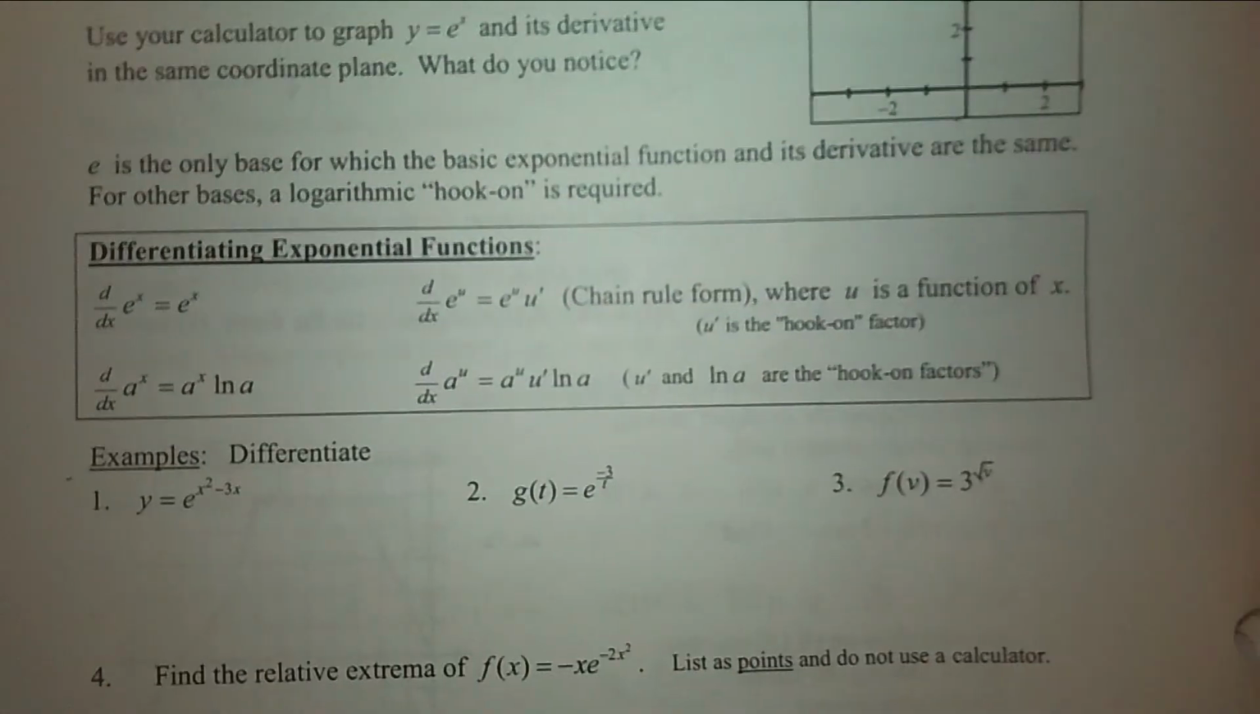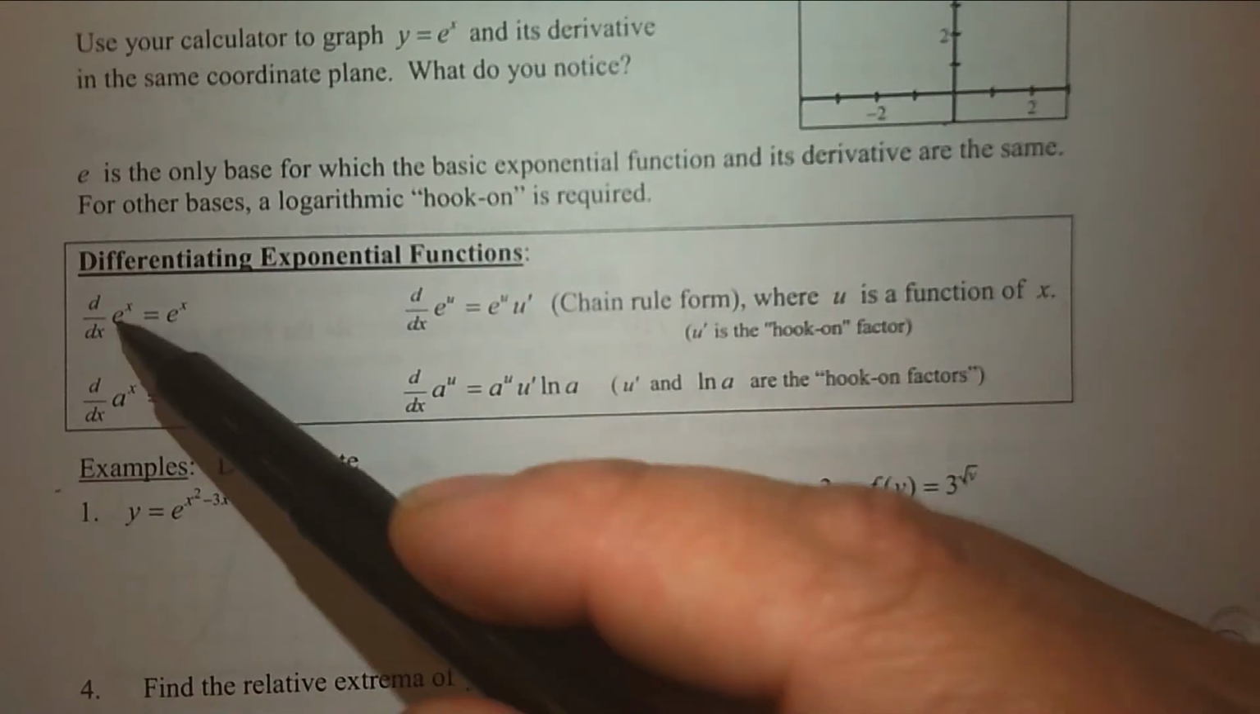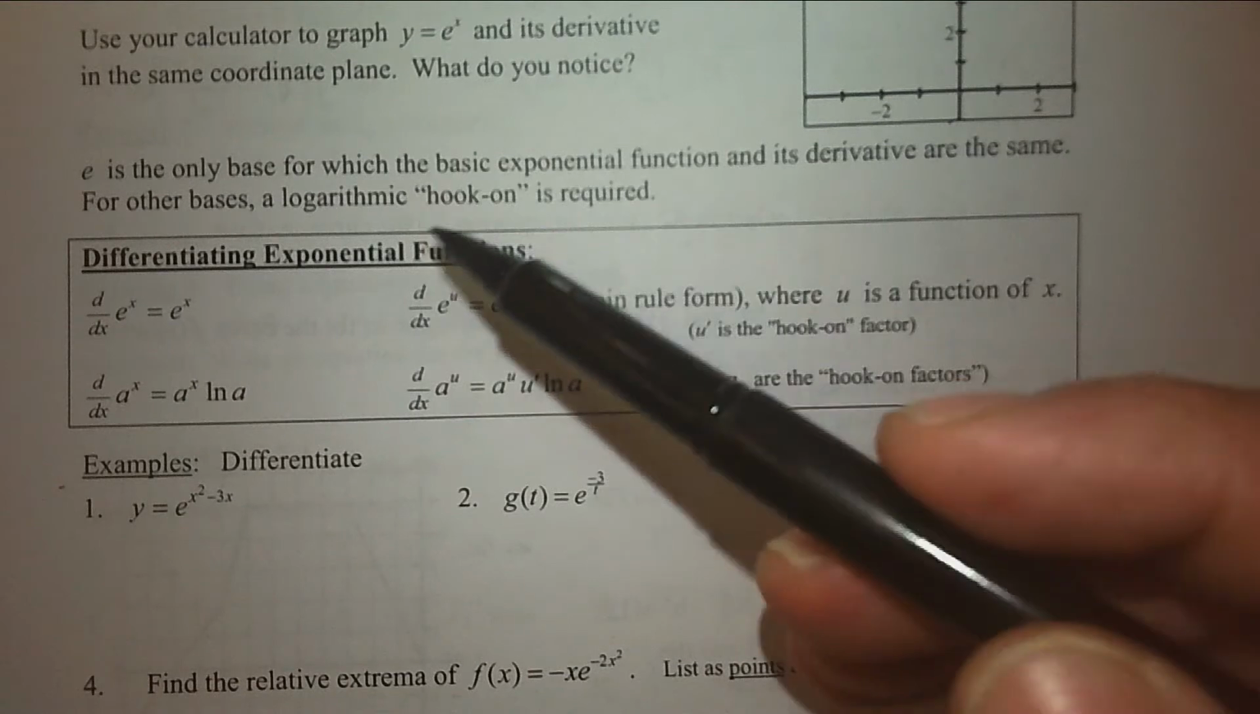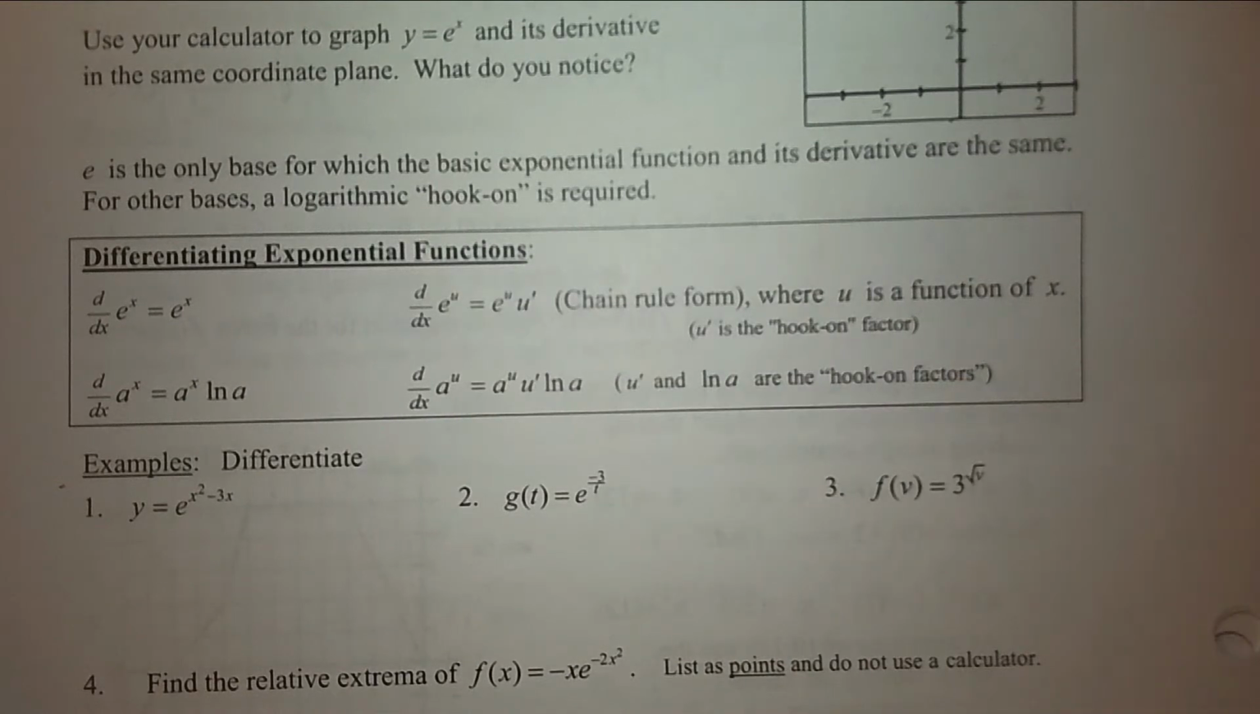So, let's look in the box. The derivative of e to the x is e to the x. Now, what would change that? If in the exponent you took the derivative of whatever is in the exponent and it's not 1. Like if it's just x, the derivative of x is 1 and you don't go times 1 as a hook at the end. But if it was something else algebraic that you could take the derivative of, that would create a hook at the end.